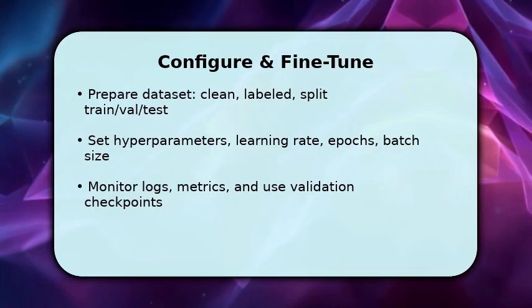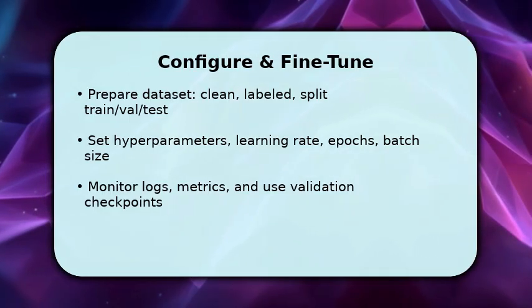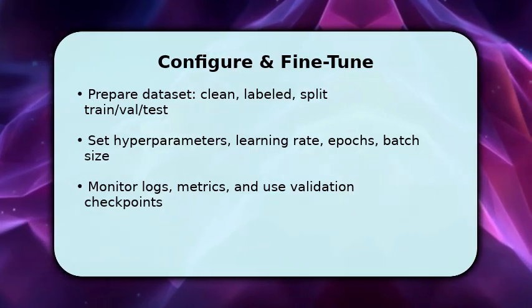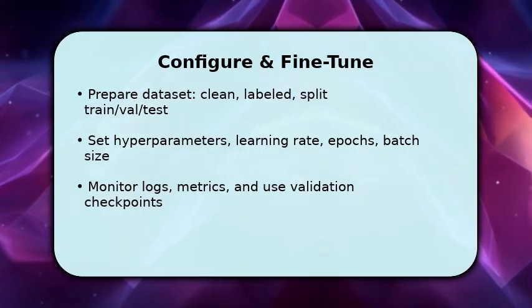Launch a short debug run to watch logs and metrics and save validation checkpoints so you can revert. If training stalls, reduce batch size or switch optimizer. Iterate until validation loss consistently improves.